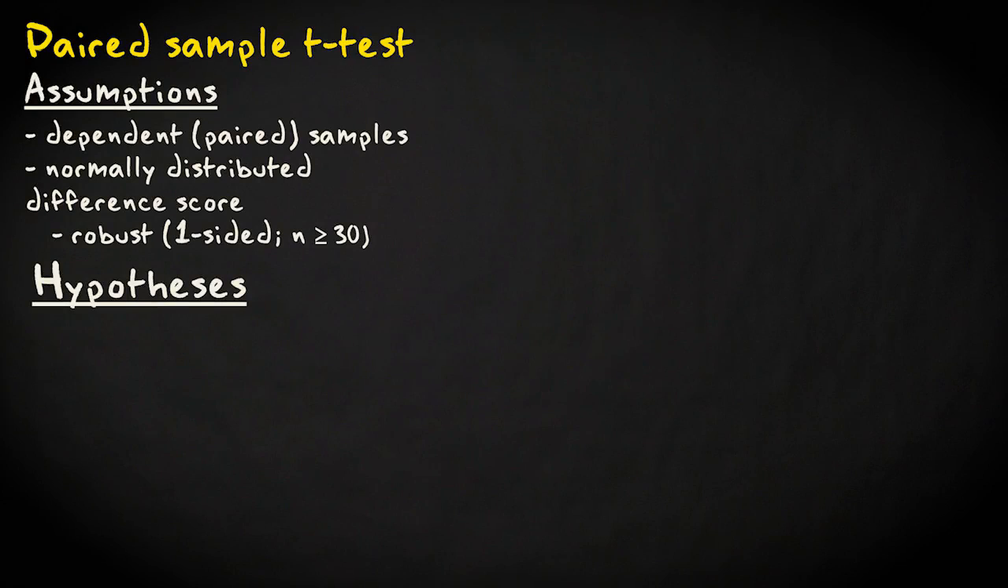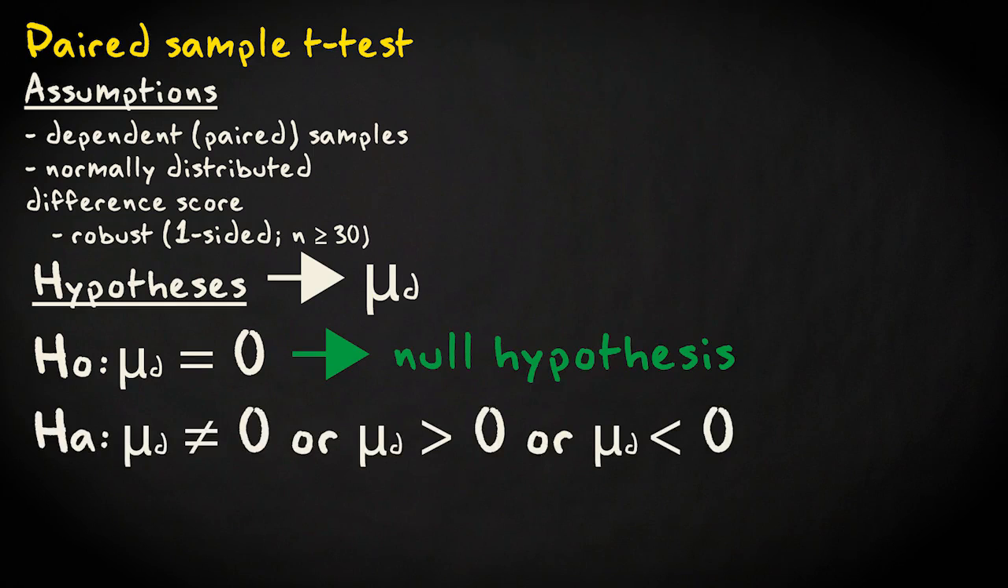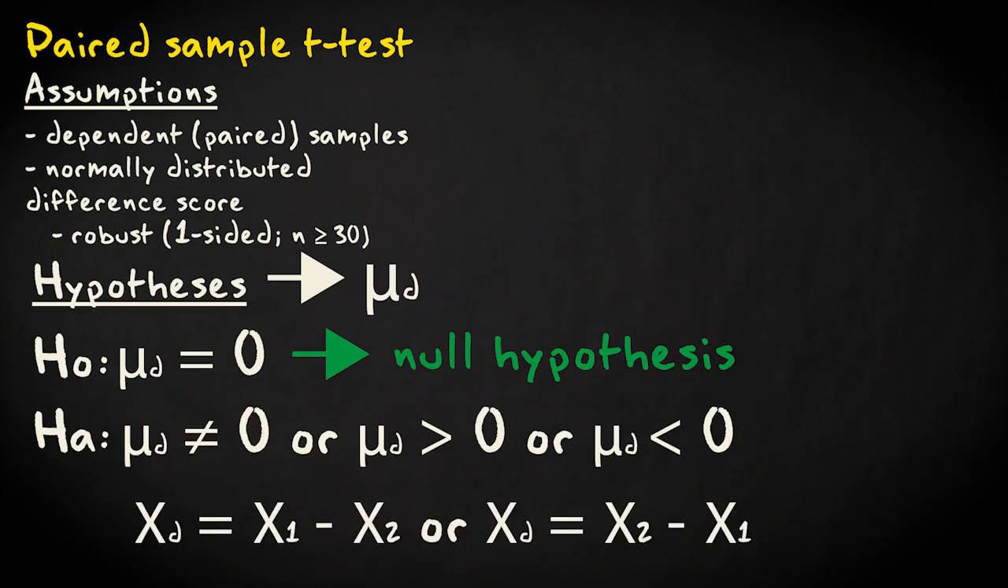The statistical hypotheses are expressed in terms of the mean difference score, mu sub d, in the population. If there's no difference in the population, we expect mu sub d to equal 0. This is the null hypothesis. Possible alternative hypotheses are that the mean population difference score is unequal to 0, or that it's greater than 0 or smaller than 0. The interpretation depends on how you calculate the difference scores, subtracting group 2 from group 1 or the other way around.